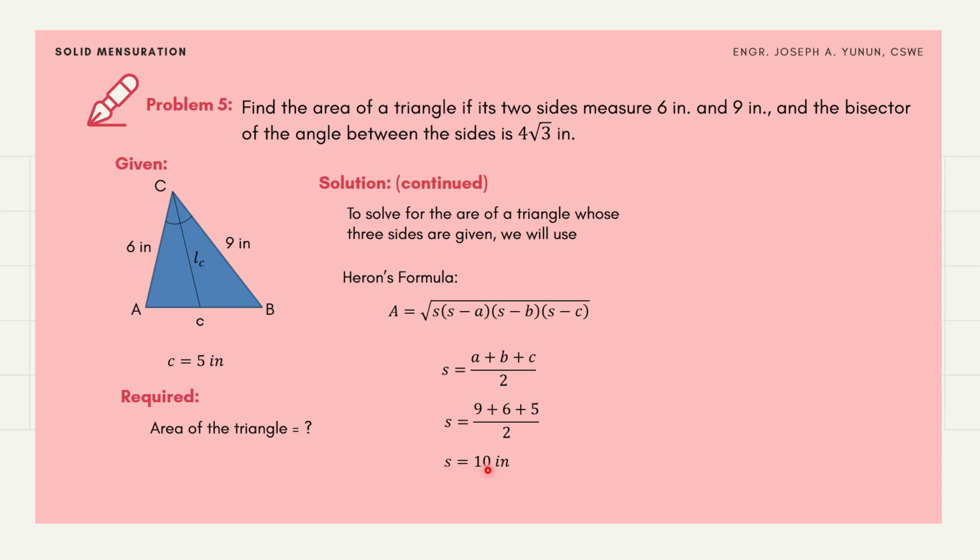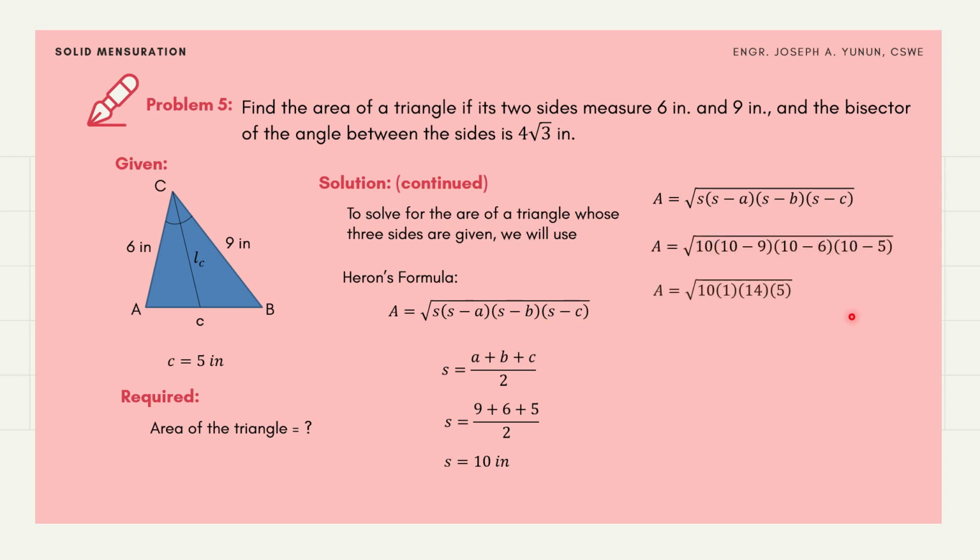Then substitute this value to the given Heron's formula, where S is the semi-perimeter, and A, B, and C are the sides. We'll have this equation. Then simplifying, you get the product of 10, 1, 14, and 5. So you have an answer of 10 square root of 2 square inches. That is the area of the triangle, or in terms of decimal, using two decimal places, probably that is 14.14 square inches.